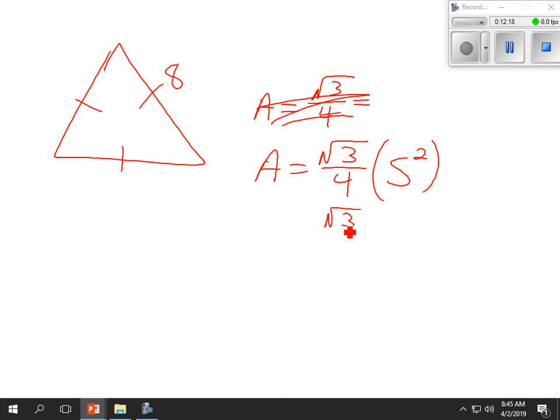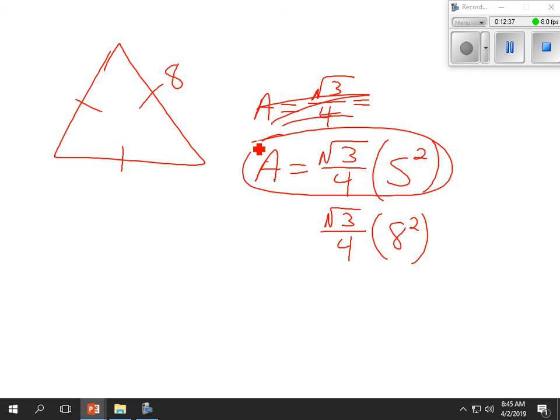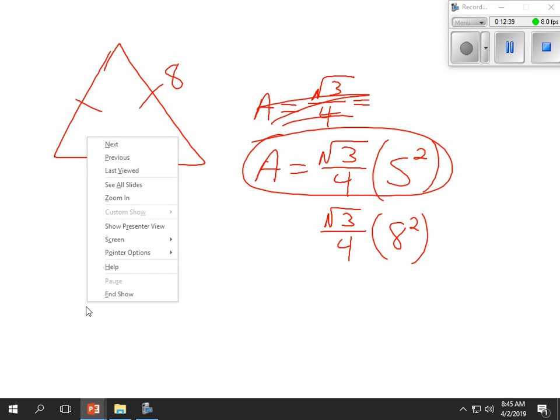You're just going to take your calculator and take the square root of 3 divided by 4 times 8 squared. And that's going to give you the area for that triangle. That's a real easy formula. Again, your calculator is doing all the work for you. So that's the formula if it's an equilateral triangle. That only works for equilateral triangles.